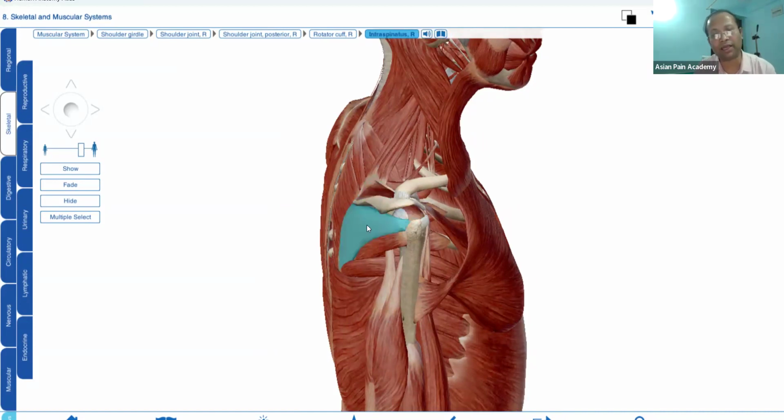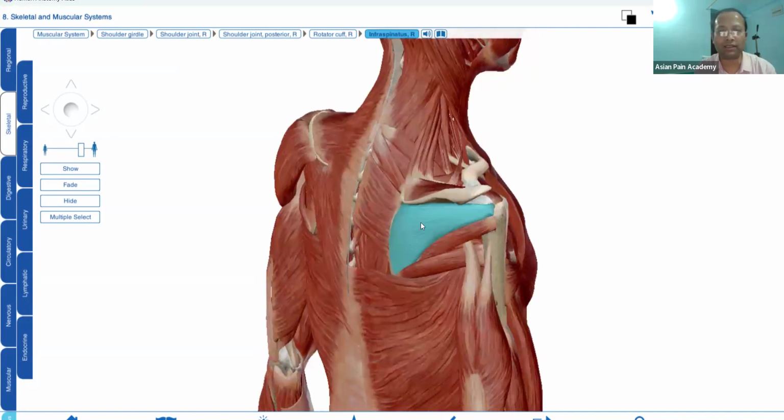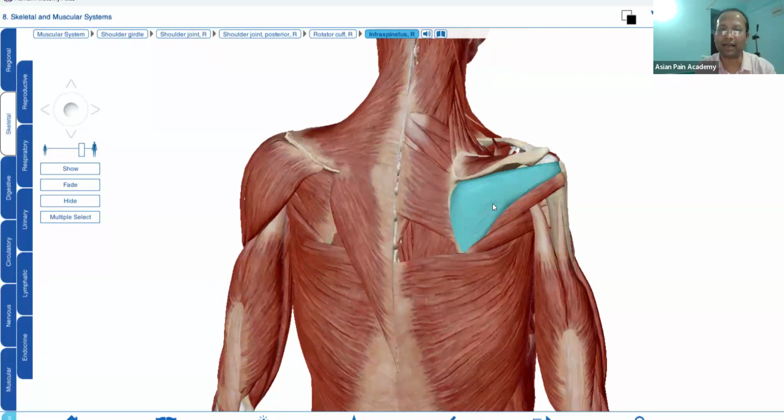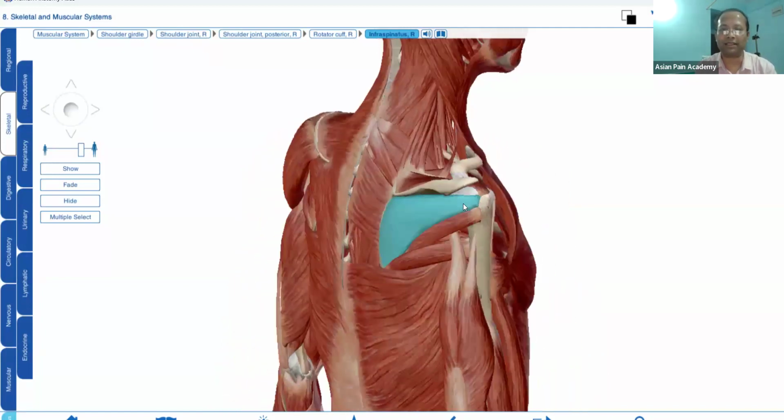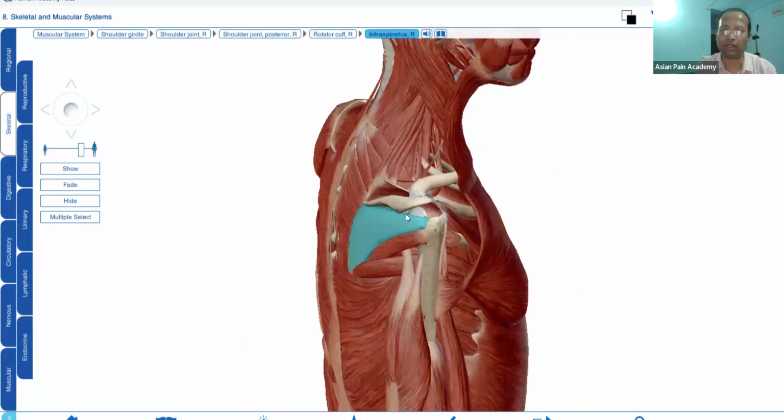So infraspinatus here, you can see that a part is the deltoid. Mainly when you see in the lateral side, above that it is the deltoid, and below that this is the second muscle, which is the infraspinatus muscle. Okay, so this is a second layer muscle what we are talking about.